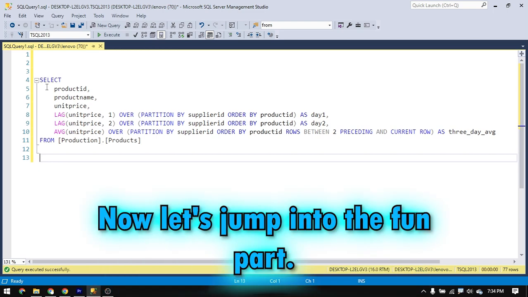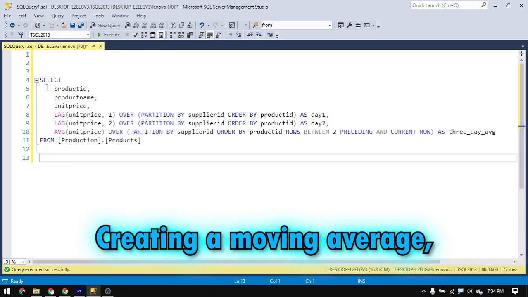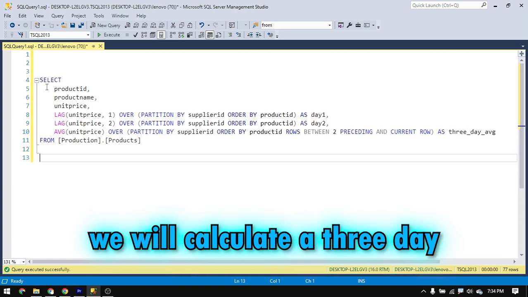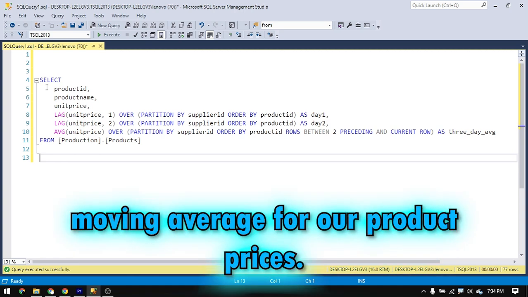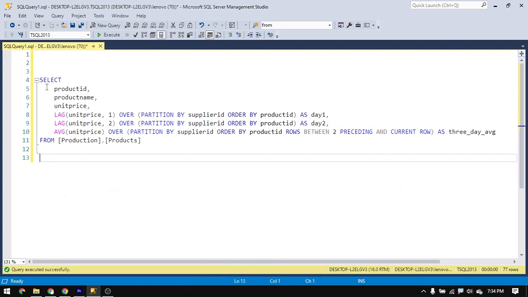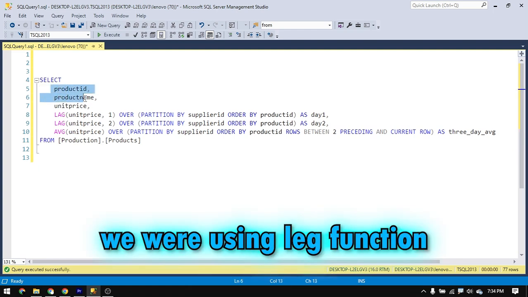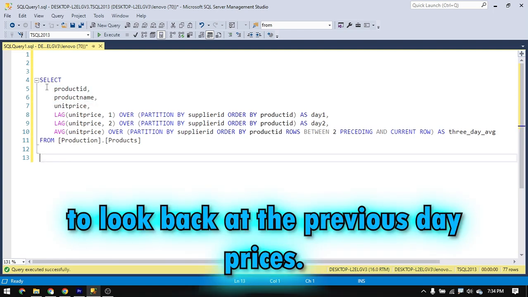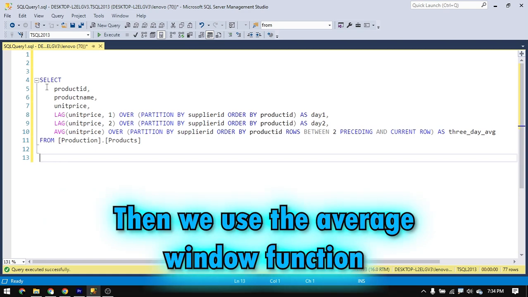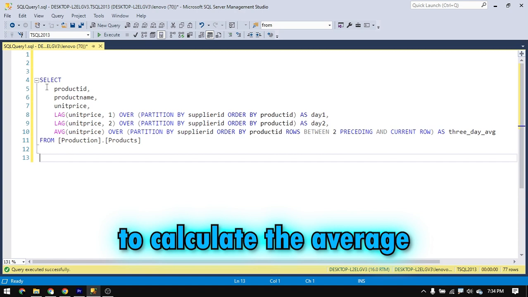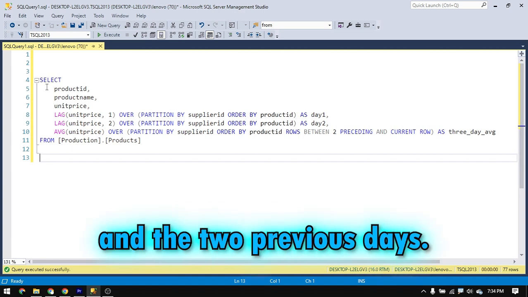Now let's jump into the fun part, creating a moving average. We will calculate a 3-day moving average for our product prices using T-SQL. We will use the LAG function to look back at the previous day's prices. Then we use the AVG window function to calculate the average of the current day and the two previous days.